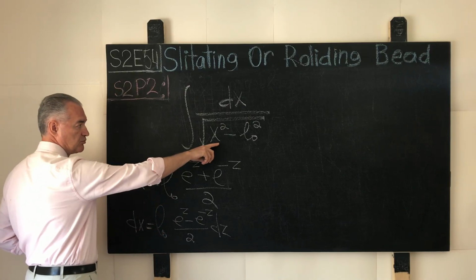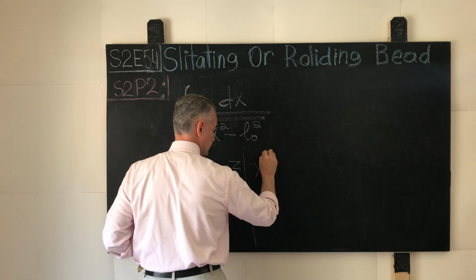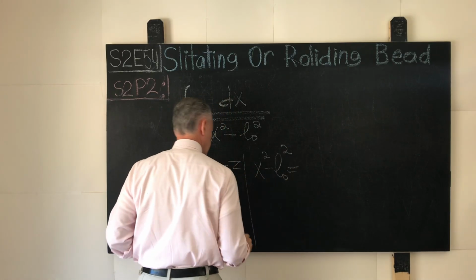Now, let us compute this animal right here separately. Let's do it over here. x squared minus L0 squared comes out to what?